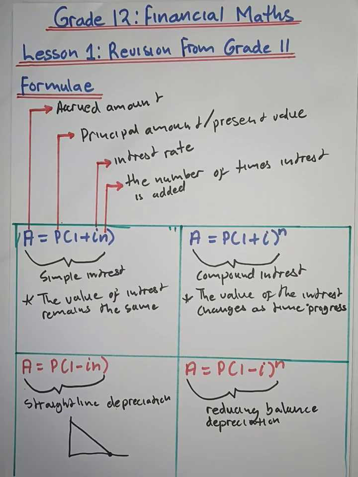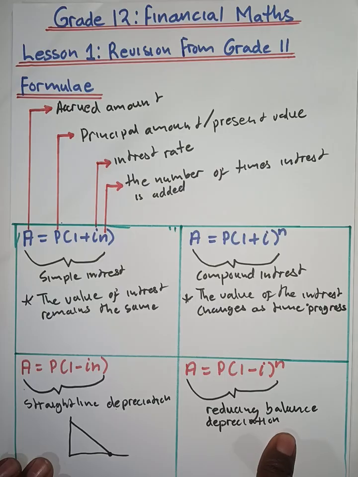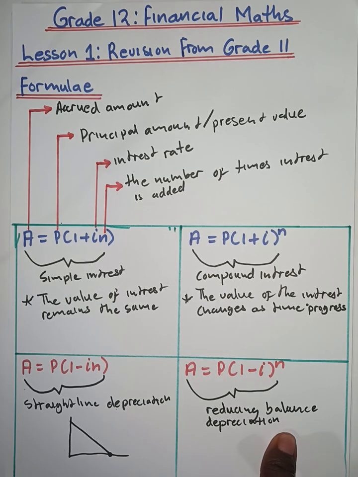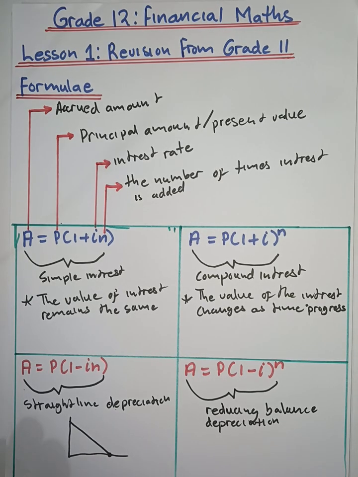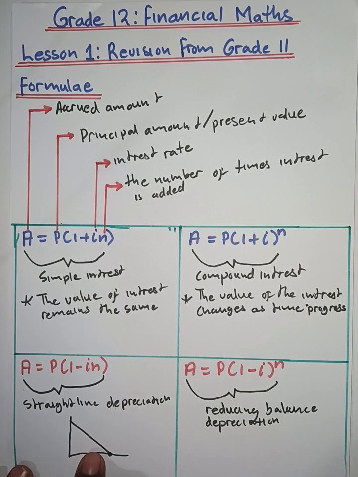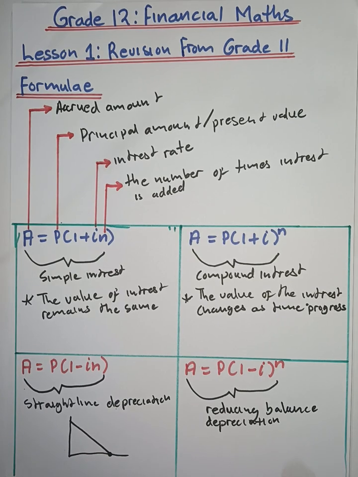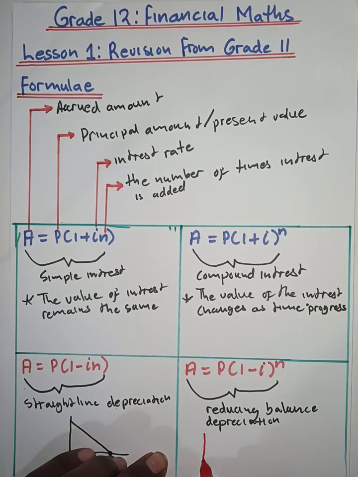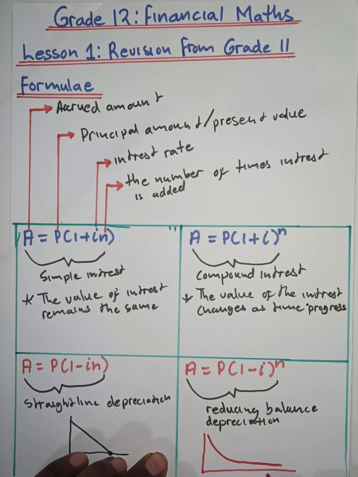Also, one thing that I must say on the reducing balance depreciation is that the value of your assets doesn't become zero like in the straight line depreciation. So if you were to graph what we call the book value of the reducing balance depreciation, you get this type of graph where it doesn't actually become zero.